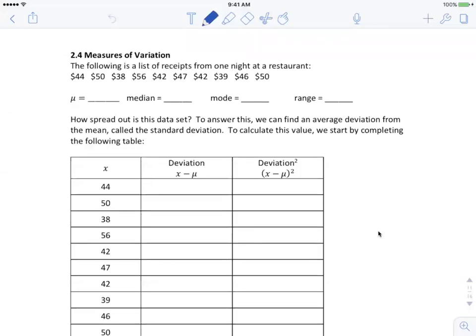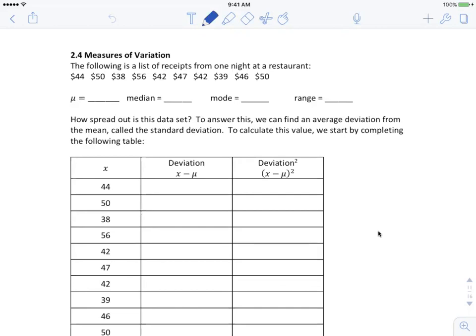Hey everyone, let's try to do some 2.4. It's on measures of variation. This is the section where the highlight will be standard deviation. So our goal here is to calculate a standard deviation based on a data set.